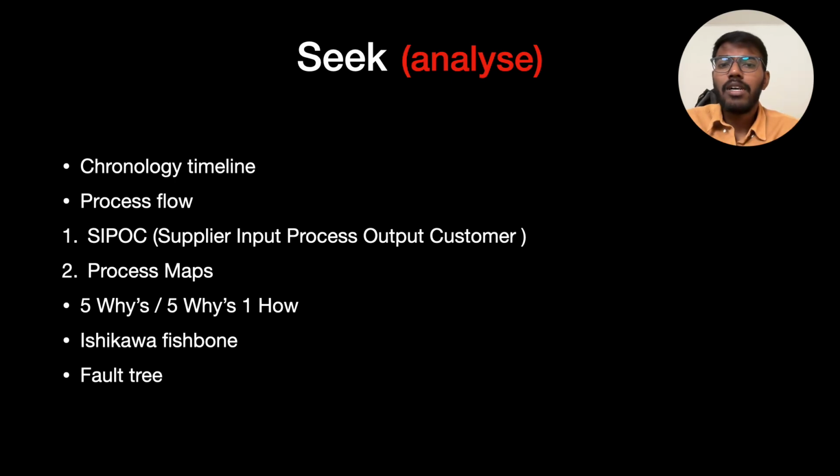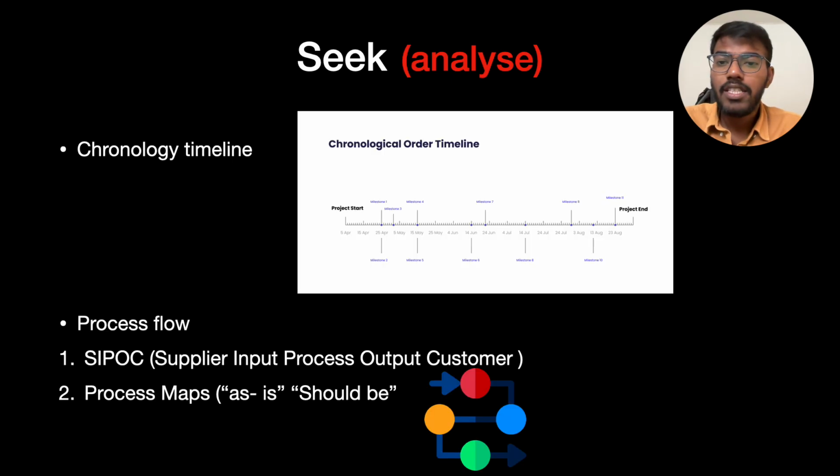You can use the tools depending upon the extent and the scope, how much of the root cause you know, how much you do not know. So you use all these tools such as chronology, timeline, process flow, whereas in case of process flow we use SIPOC, process maps, and then we use 5 whys, 5 why 1 how, Ishikawa fishbone diagram, fault tree. All these tools can be used depending upon the extent and scope. Let's say we have no idea of where it has happened, so let's start with the chronology timeline.